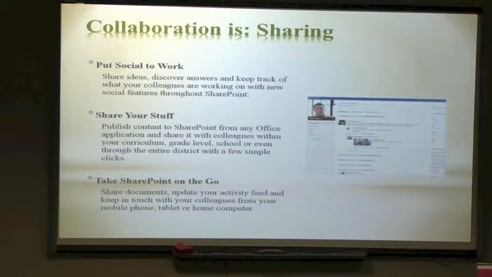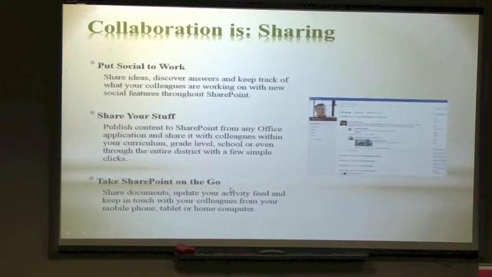Now, the way you want to set up your school is totally up to you. If you have an elementary school and you want to focus at the collaboration level, that's fine. If you have a high school that wants to focus at the grade level, that's fine. We're not restricting the way you do things, but we'll talk in those terms just in order to get through today. Taking SharePoint on the go.